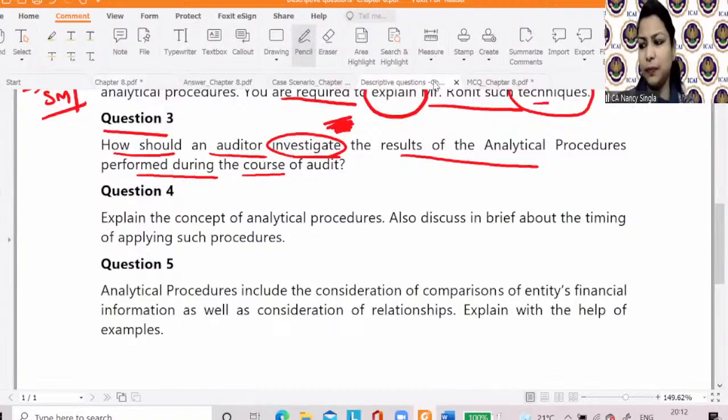Vikas, check your answer. Investigating the results.